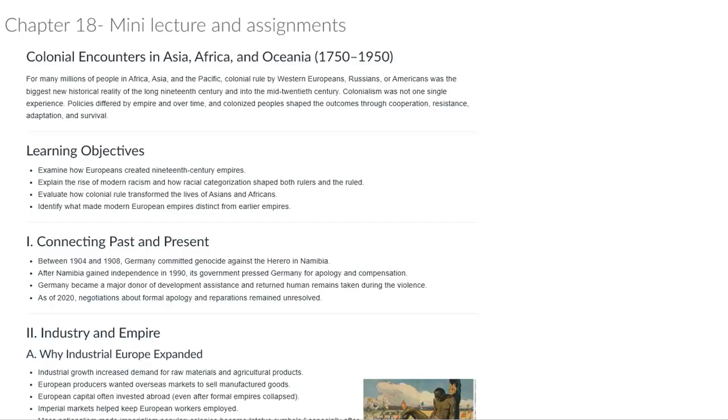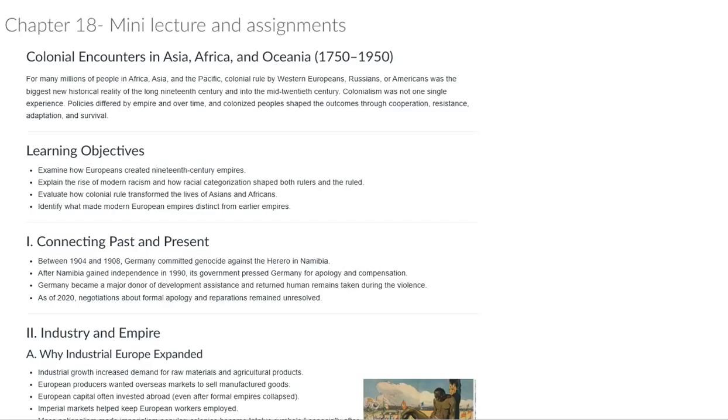Between 1904 and 1908, Germany committed genocide against the Herero people in what is now Namibia. And after it became independent in 1990, its government pressured Germany for an apology and compensation. Germany became the largest donor of developmental aid and returned human remains taken during the violence. But negotiations about a formal apology and reparations remained unresolved as of 2020. That opening example matters because it shows colonialism wasn't just administration. It included extreme violence, and its consequences are still being debated today.